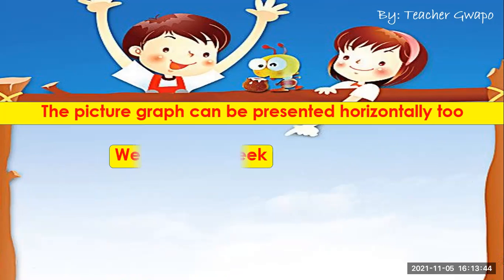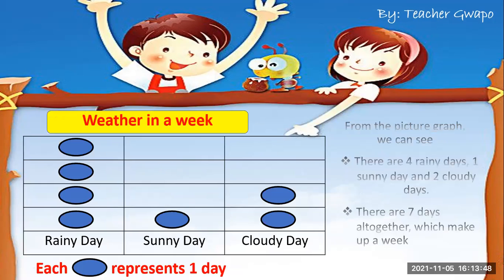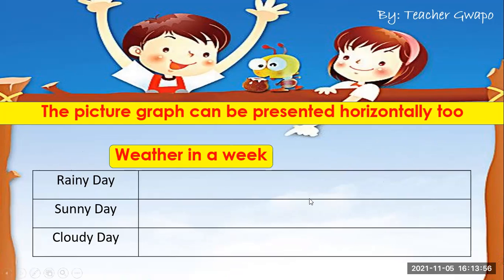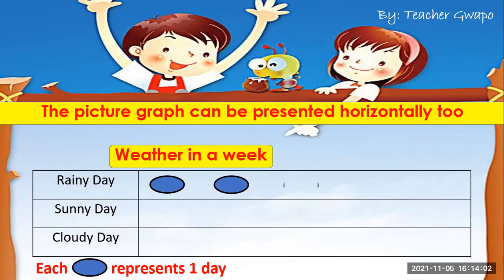So picture graphs can be presented horizontally too. A while ago, I showed you in vertical, from the top to the bottom, right? Now in horizontal, we can arrange it this way. The numbers are the same in horizontal and vertical: rainy day, 4 days; sunny day, 1 day; and cloudy days, 2 days. Each picture or each shape represents 1 day.